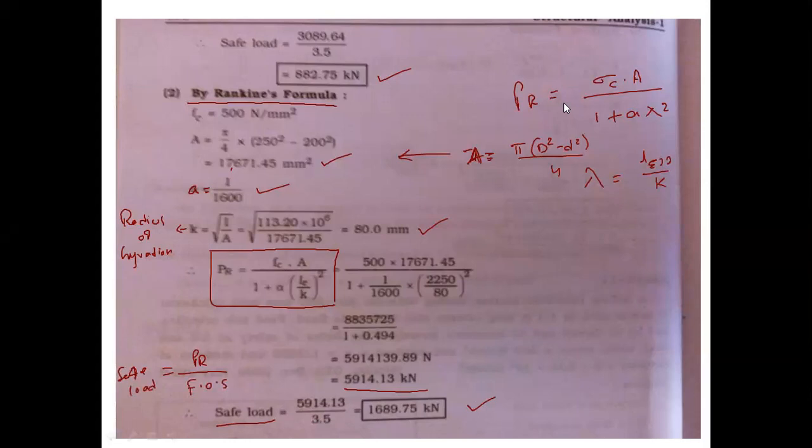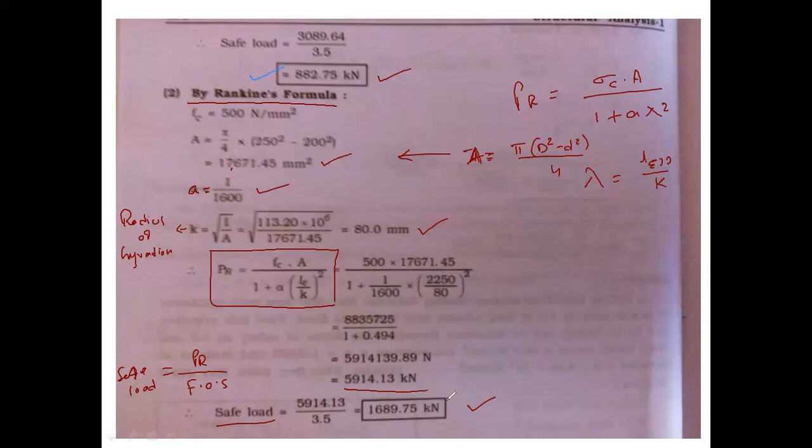Now you tell me what is the difference between the safe load bearing capacity values for the same problem by using Rankine formula and Euler's formula. One is 882 and the other one is 1,689.75. What difference did you find with these two different values? Rankine's formula gives more.